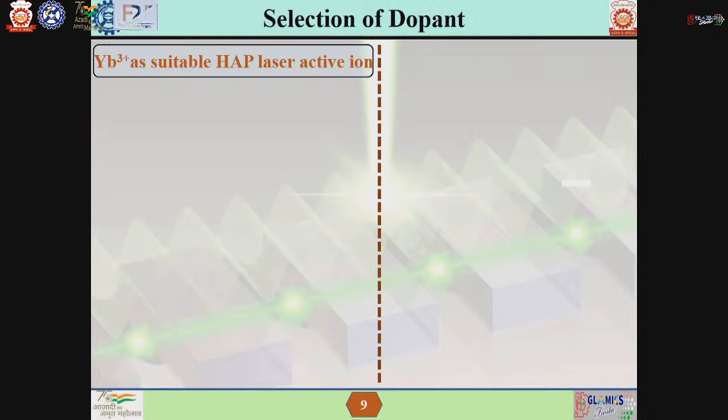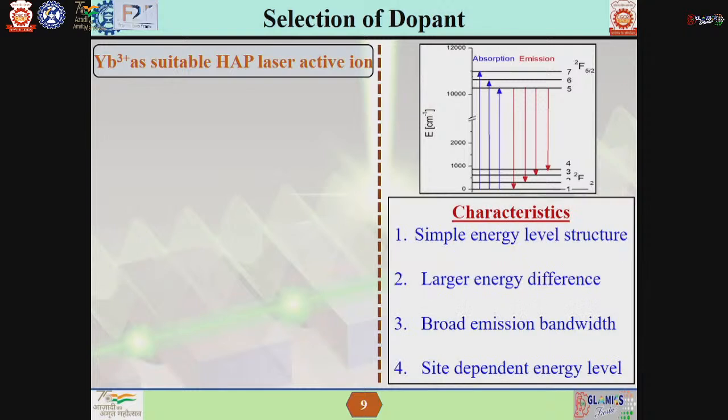So at the same time, selection of the dopant ion is as important as the matrix, because of this particular energy band structure of ytterbium.